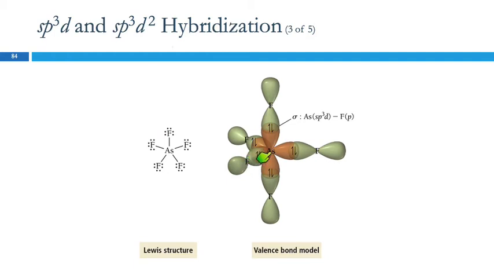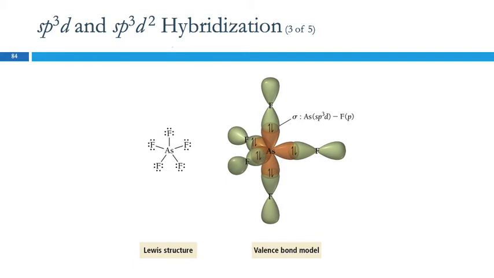So here's arsenic, and arsenic is sp3d hybridized. So it's got 1, 2, 3, 4, 5 hybrid orbitals. And they're going to spread out away from each other in 3-dimensional space. And then each of these can overlap with an unhybridized p orbital on a fluorine. Isn't that cool?